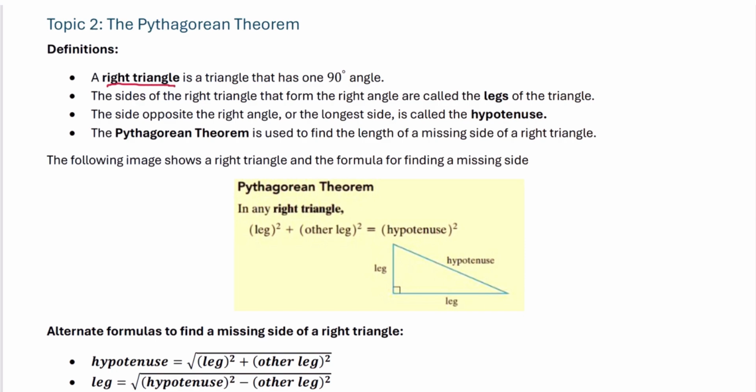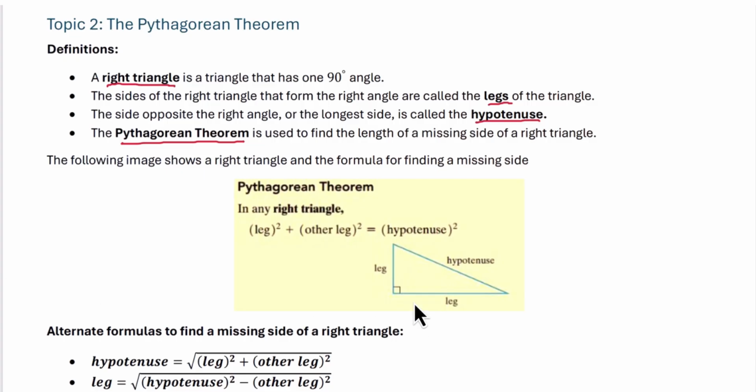A right triangle is a triangle that has one 90-degree angle. The sides of a right triangle that form the right angle are called legs of the triangle. The side opposite the right angle, or the longest side, is called the hypotenuse. The Pythagorean Theorem is used to find the length of a missing side of a right triangle.